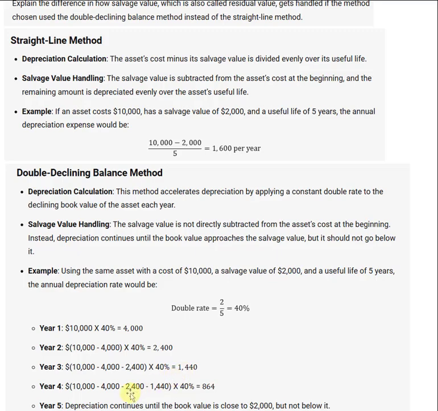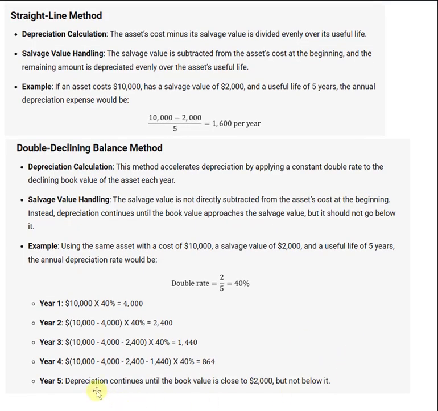And we keep going. But remember that if you get to a point where you've depreciated more than what's required, more than $8,000, right? So $2,400 plus $1,440 plus $864, we're not there yet. That doesn't equal $8,000. We have to stop at $8,000. So we can't use this formula in the final year, right? And year 5 tells you that.